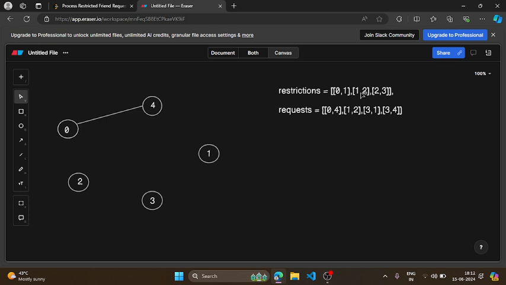Now move to the second restriction. 1 should not be friend of 2. So here also you can see 1 and 2 are totally different components, right? So they cannot be friends.